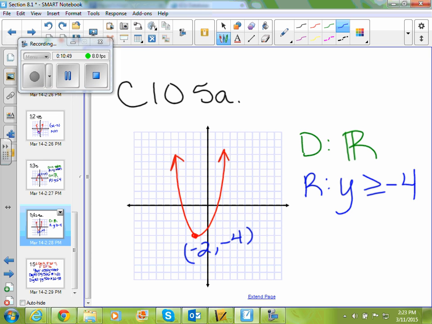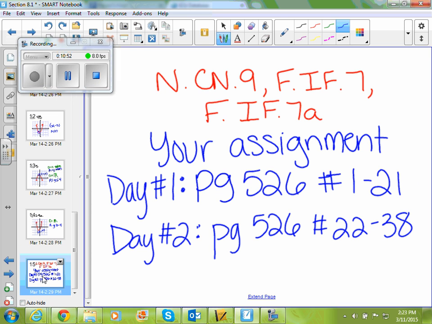Okay, so you guys are going to work through page 526 today. Your goal is to get through 1 through 21. Then we'll finish 22 through 38 tomorrow. If you get further, then just keep going.